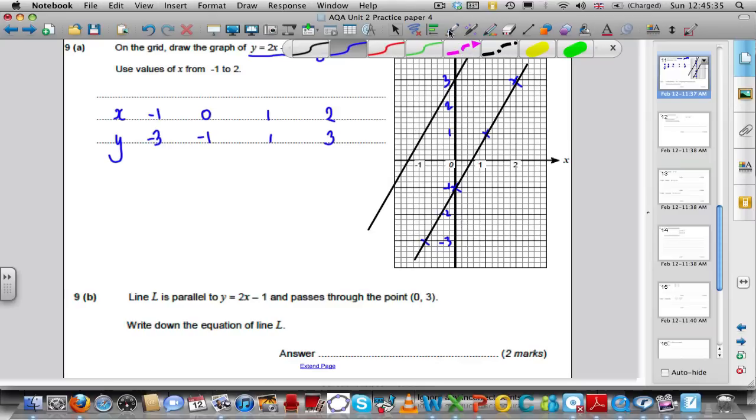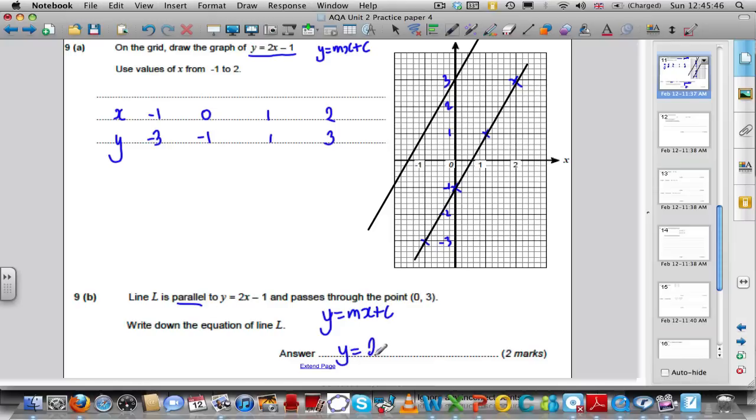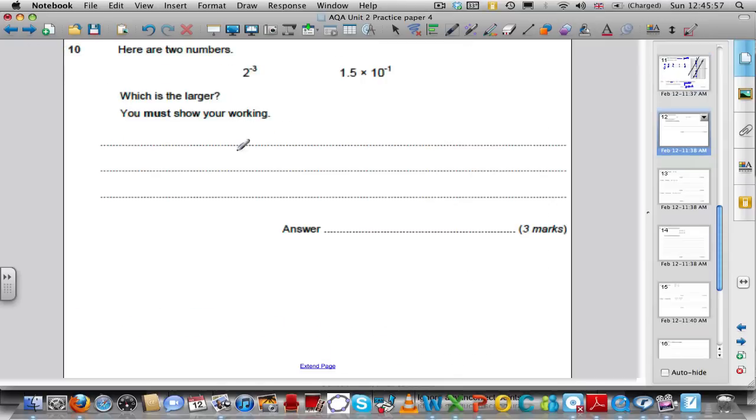What is the equation of a line like that? Well, remember, y equals mx plus c. If it's parallel, that means it's got the same gradient, so it's of the form y equals 2x, and it crosses at 0, 3, so the c is 3, so plus 3 must be your answer, and it would look something like that.